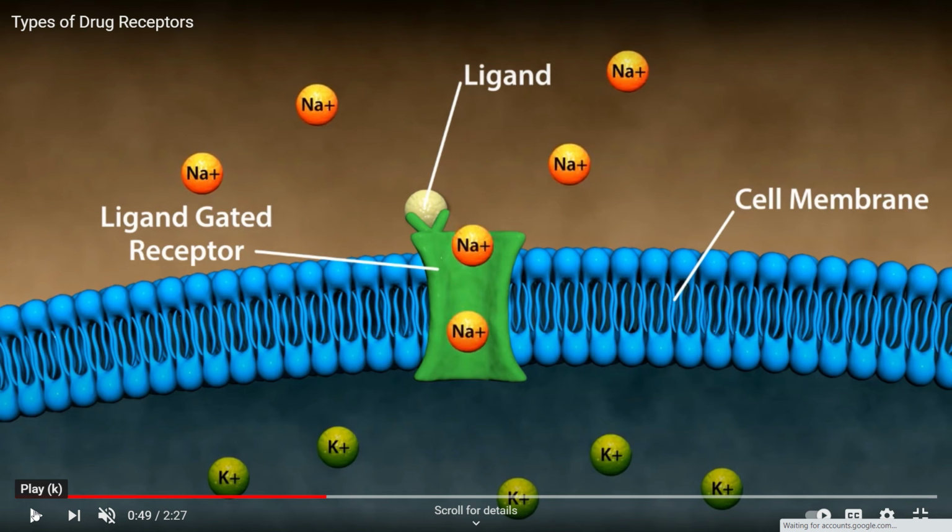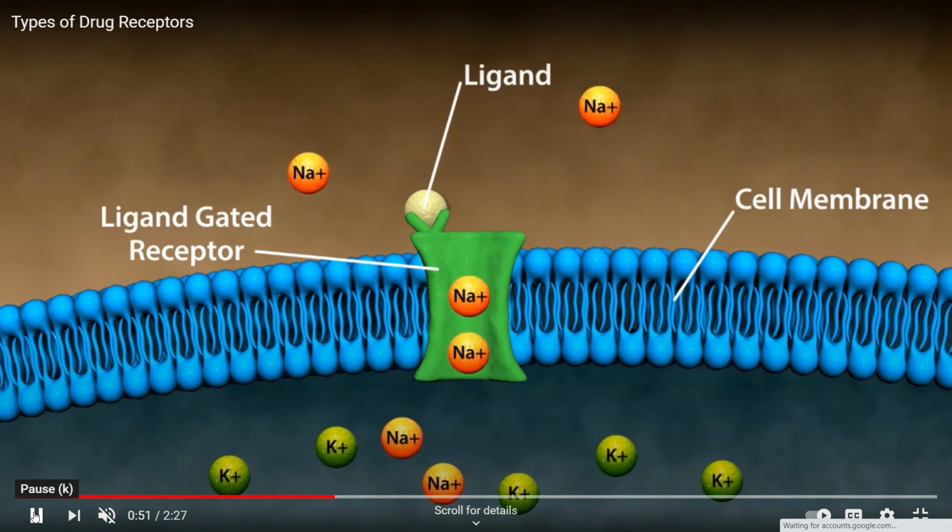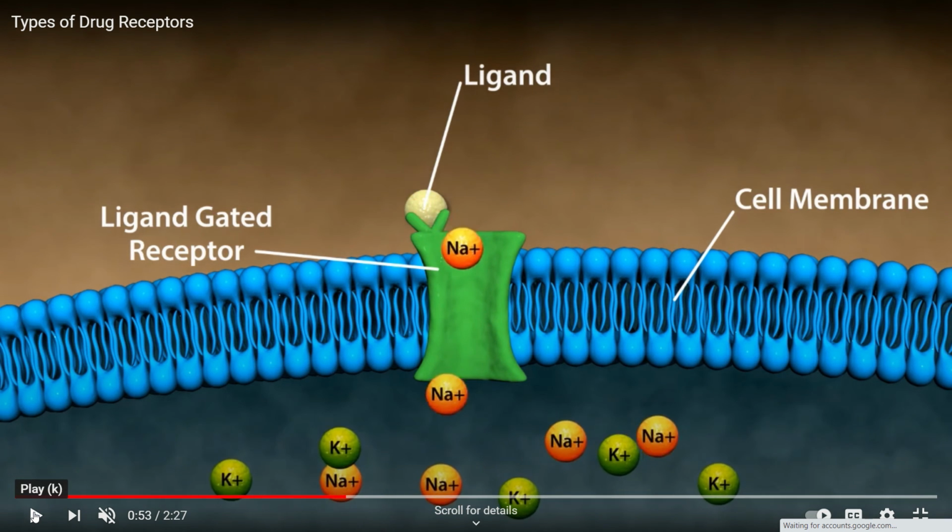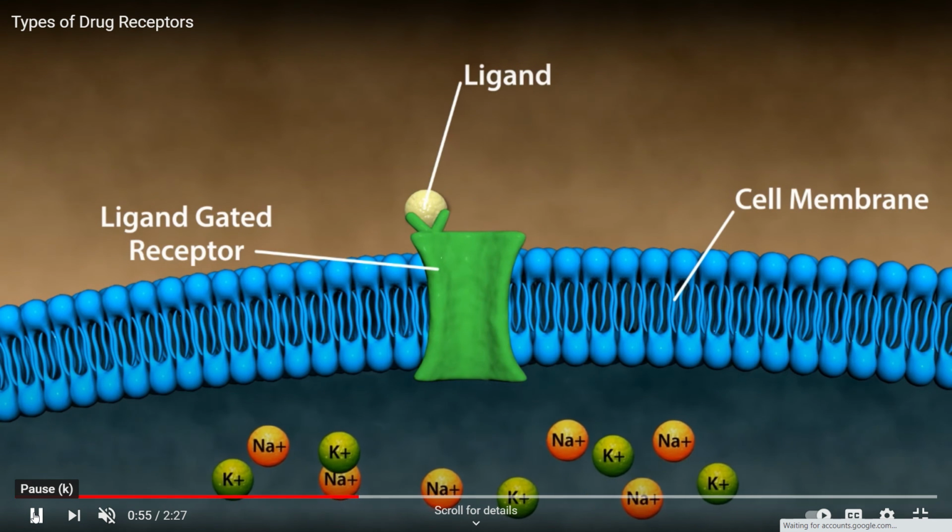And then when it enters the cell, an electrochemical gradient is created, resulting in depolarization. So the receptor gate opens, sodium enters the cell, an electrochemical gradient is created, which results in depolarization. That is what's happening in ligand gated receptors.